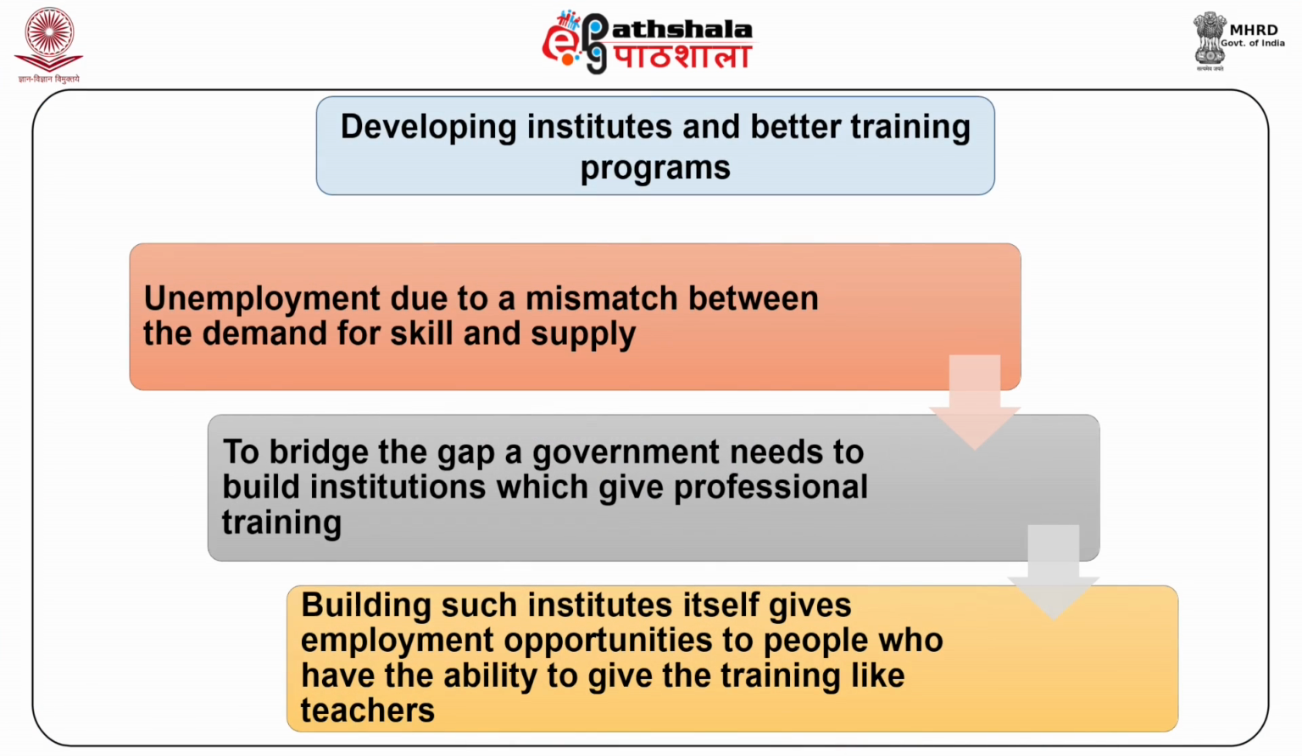Third, developing institutes and better training programs. Another step toward combating unemployment is to develop institutes which give training to the workers. There is mass level unemployment due to a mismatch between the demand for skill and supply. To bridge the gap, a government needs to build institutions which give professional training so that people can get a better opportunity in the market. Building such institutes itself gives employment opportunities to the people who have the ability to give the training, like teachers for example.